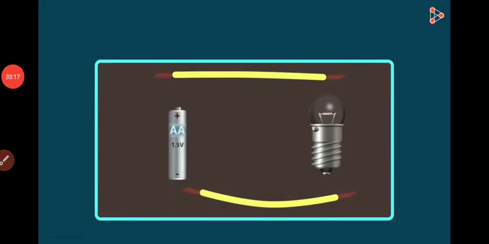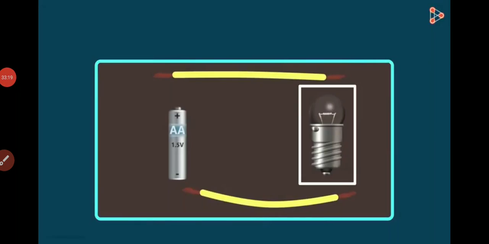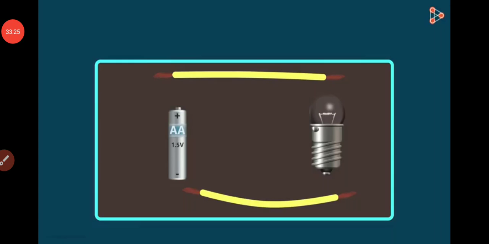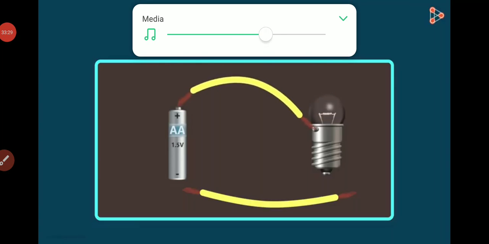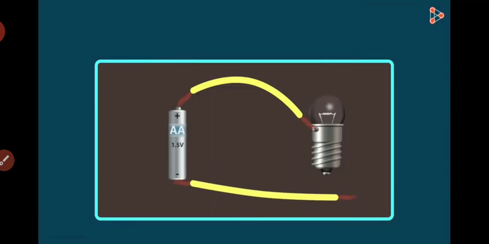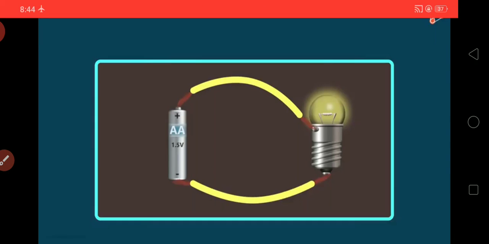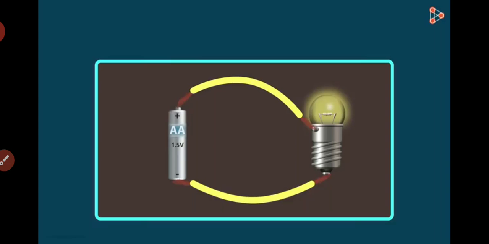We can light up a 2.5 volt torch bulb using a 1.5 volt electric cell in an experiment. We simply have to connect the positive terminal of the cell with one of the terminals of the bulb, and finally complete the circuit by connecting the negative terminal of the cell to the second terminal of the bulb. The bulb then glows.